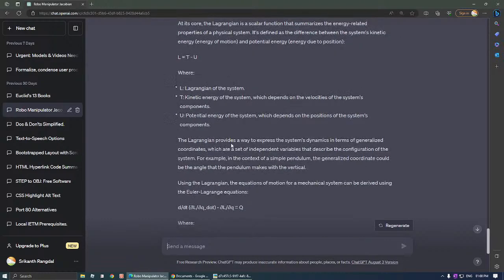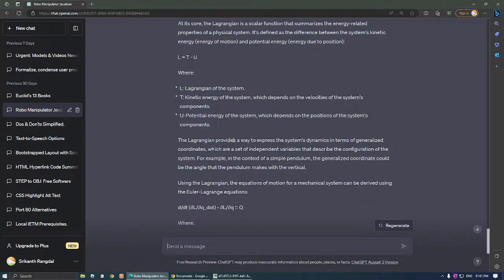Yeah, so we have a simple equation, L = T - U. L is the Lagrangian of the system. T is the kinetic energy of the system, which depends on the velocities of the system's components. And U is the potential energy of the system, which depends on the positions of the system's components. So the motor energy is going to be an external thing, a force kind of thing, so I don't think it's going to be potential energy, so to say. But gravity is going to be one potential energy that will definitely add on to it. And if there are some springs used over there, that too can be considered as potential energy.